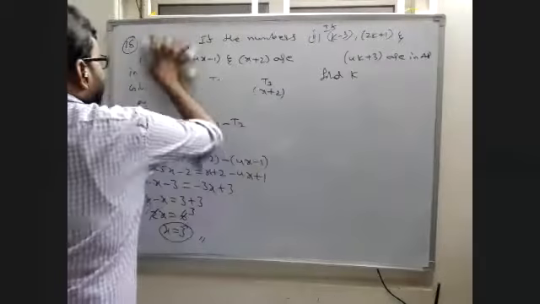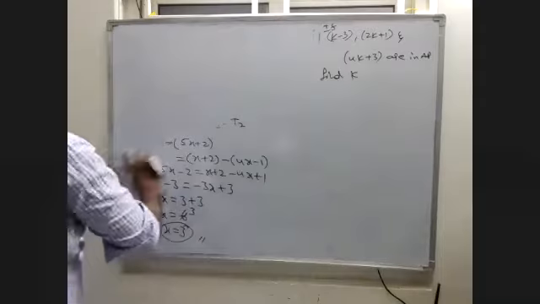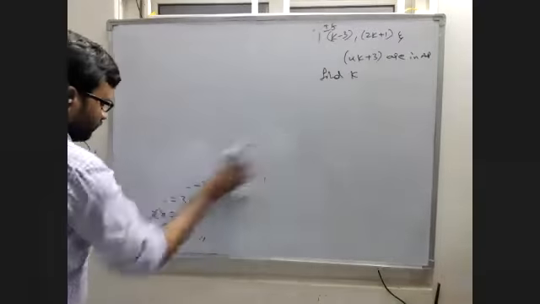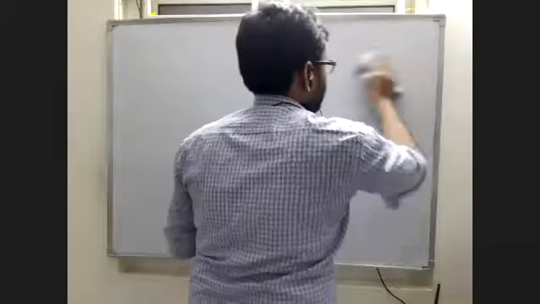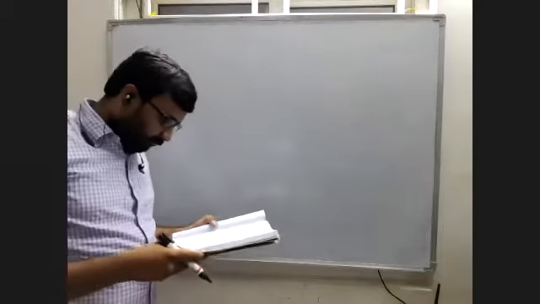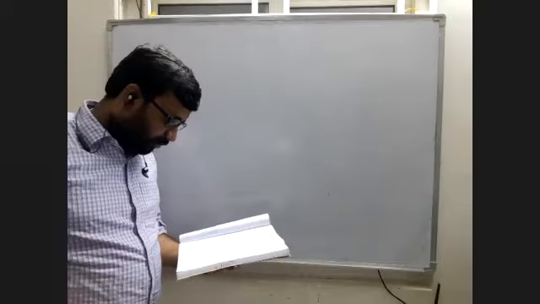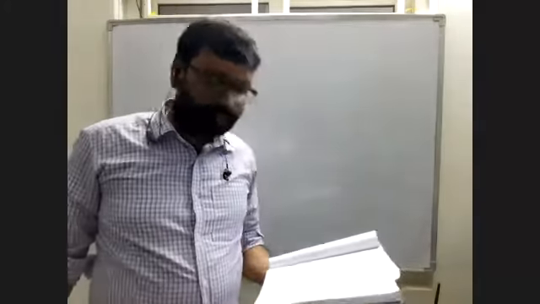Yeah, this is 18th first bit and second bit. I will give you now 19th question. The 19th question is what? Find three numbers in AP whose sum is 15 and the product is 80.